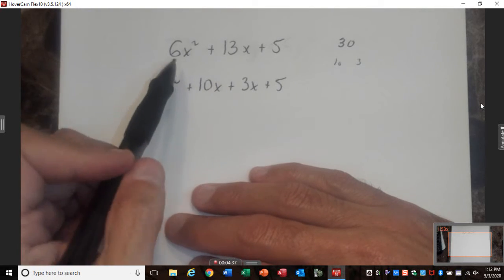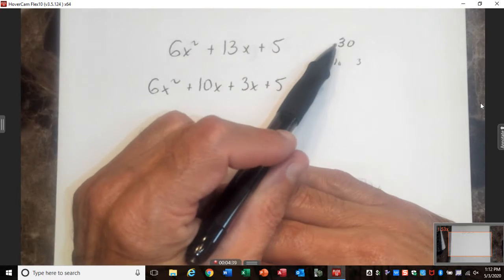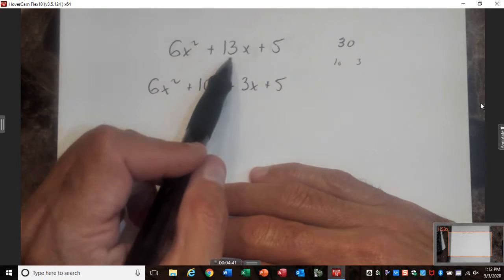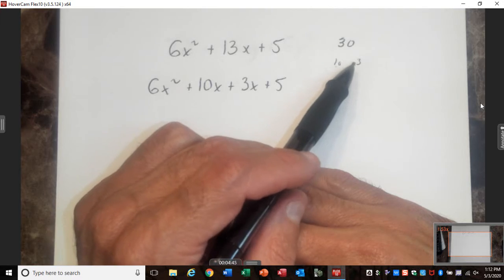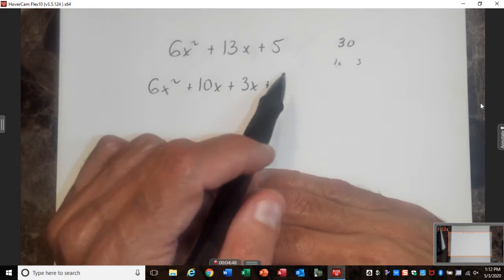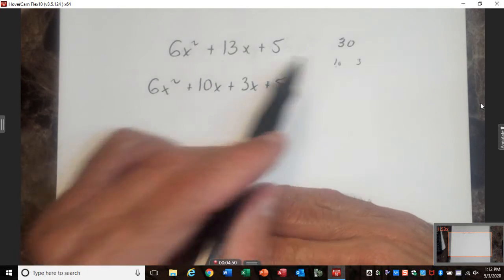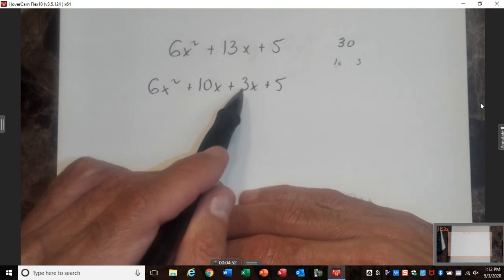Okay? One more time. We take 6 times 5 and get 30. Your factors of 30 that add up to 13 are 10 and 3. I know this is a little tricky. You just have to work your way through these. So 10 and 3. So we're going to write 13x as 10x and 3x.